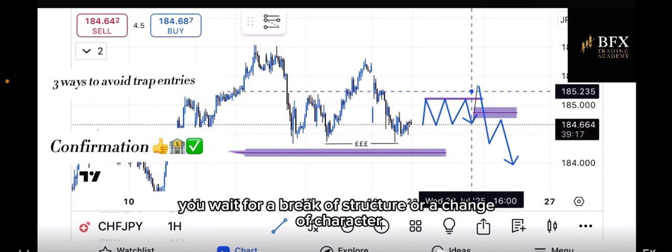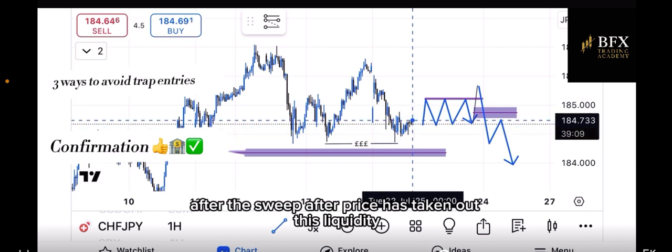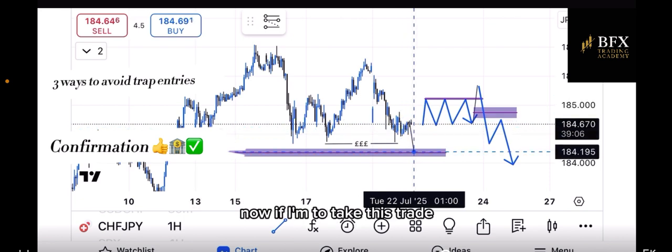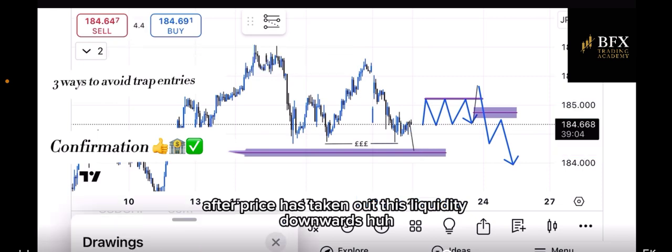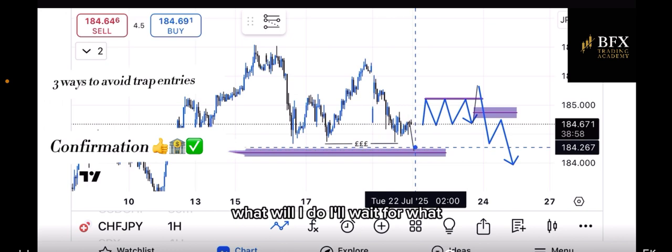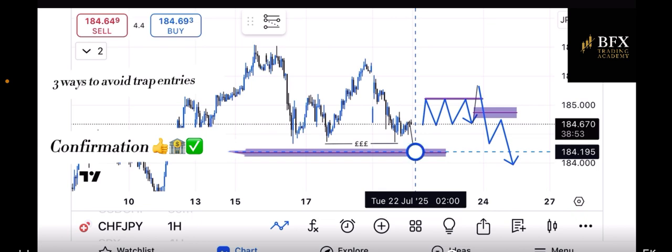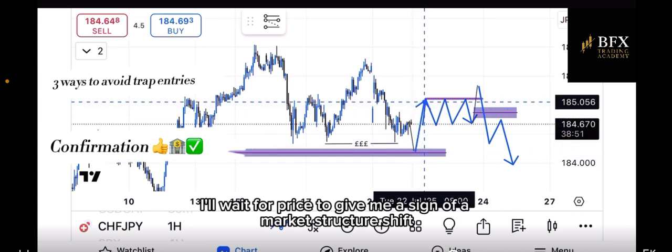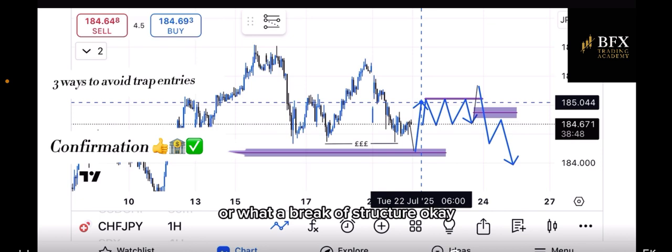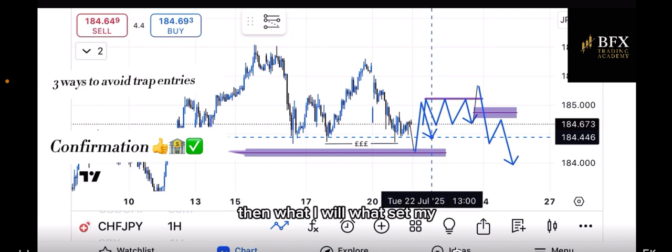Actually, you wait for a break of structure or a change of character after the sweep, after price has taken out this liquidity. Now if I'm to take this trade after price has taken out this liquidity downwards, I want to enter this kind of trade. What will I do? I'll wait for a confirmation. I'll wait for price to give me a sign of a market structure shift or a break of structure, with an imbalance for me. If I'm taking this trade, then what?